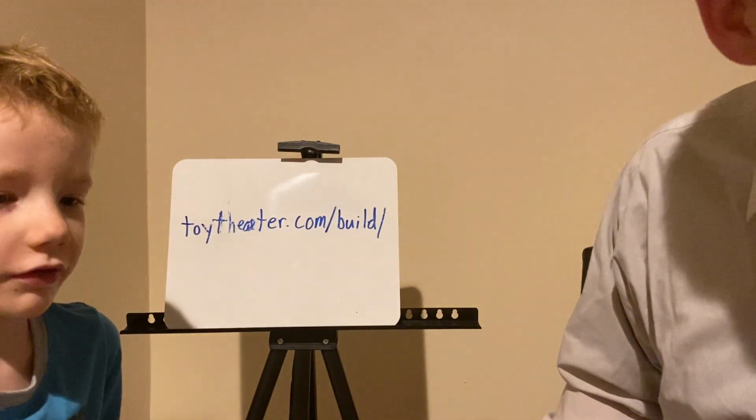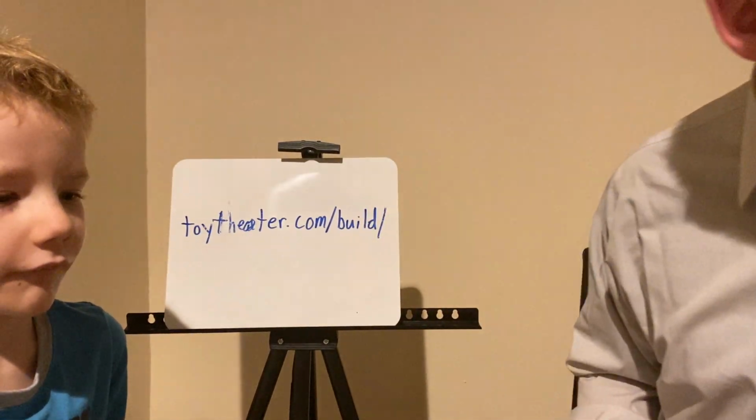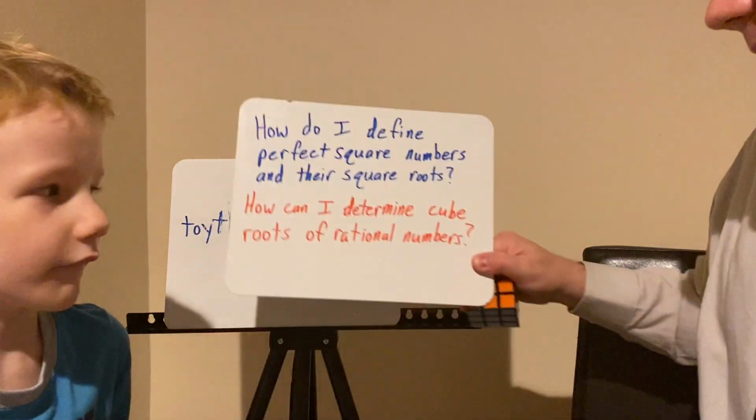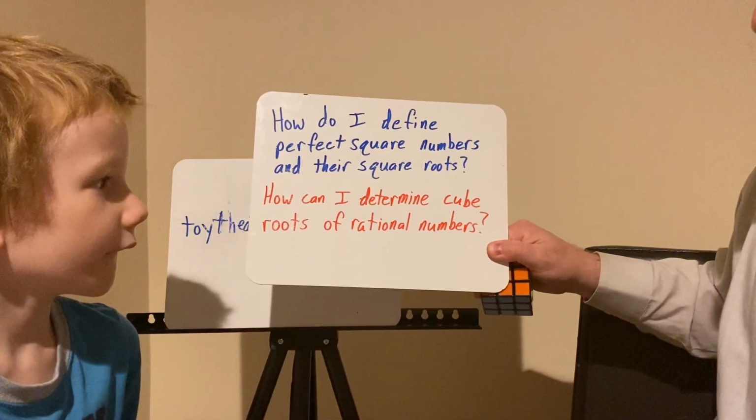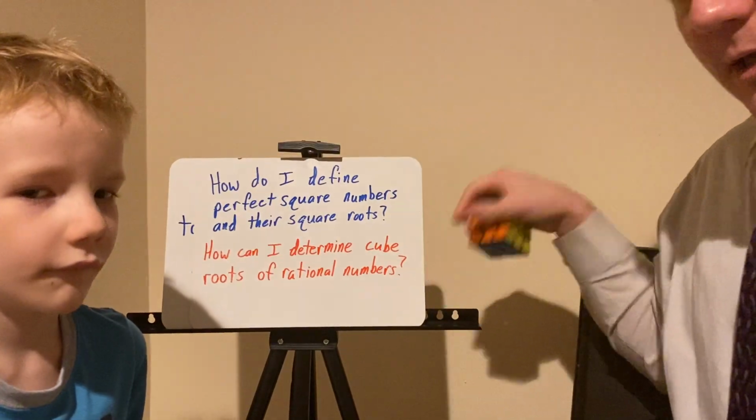On that note, we are done. Thank you for learning about squares, how to define perfect square numbers and the square roots. I can determine cube roots of rational numbers. That's what we worked on today. That's the end.